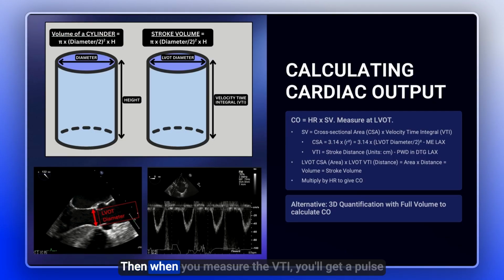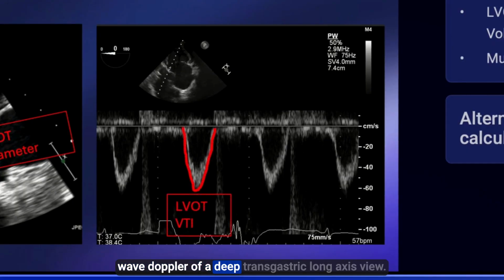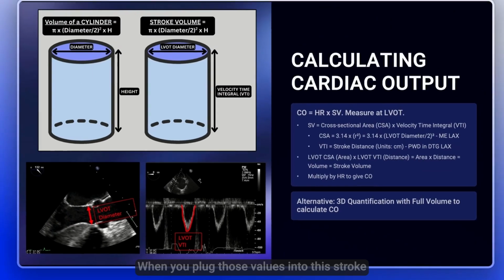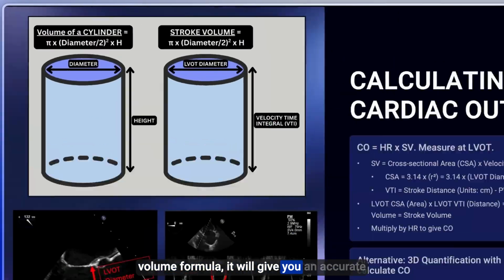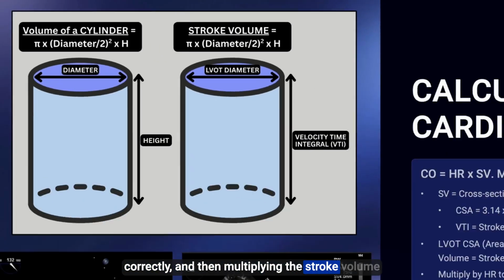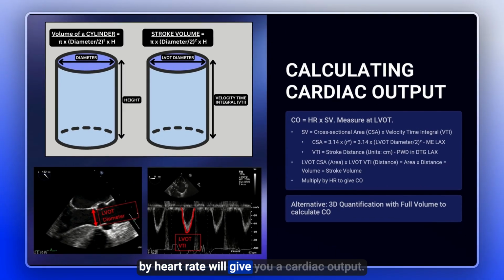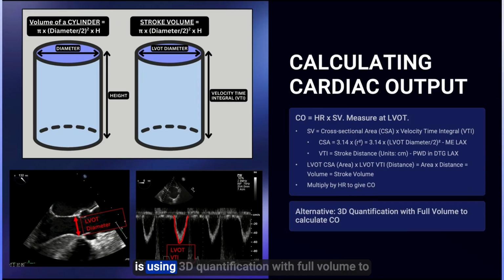Then when you measure the VTI, you'll get a pulse wave Doppler of a deep transgastric long-axis view. Trace that waveform and it will give you the LVOT VTI. When you plug those values into this stroke volume formula, it will give you an accurate stroke volume, assuming you measure them correctly, and then multiplying the stroke volume by heart rate will give you a cardiac output. An alternative way to measure cardiac output is using 3D quantification with full volume to calculate it with post-processing functions.